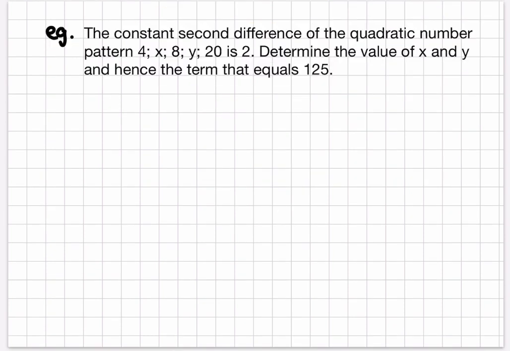So let's have a look at a word problem. Here it says the constant second difference of the quadratic number pattern 4, x, 8, y, 20 is 2. Determine the value of x and y and hence determine the term that equals 125. Okay, so first things first, what do we always do? We map it out.